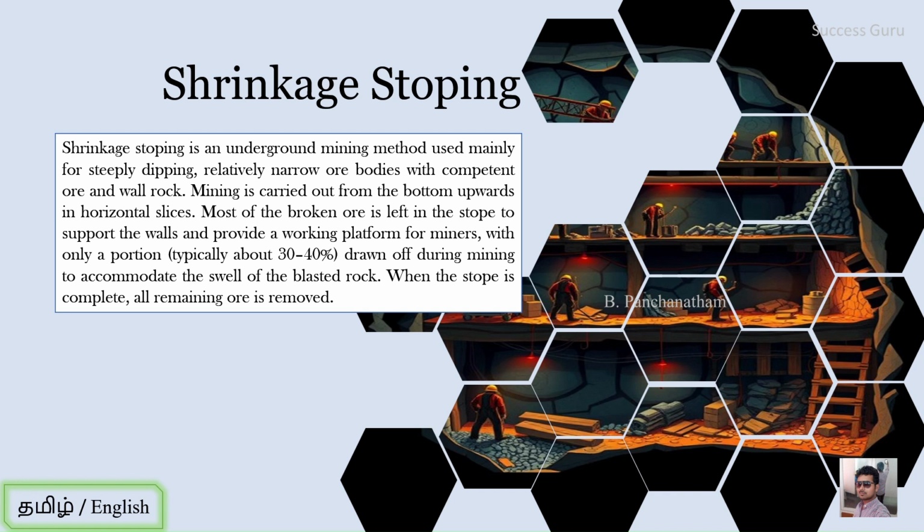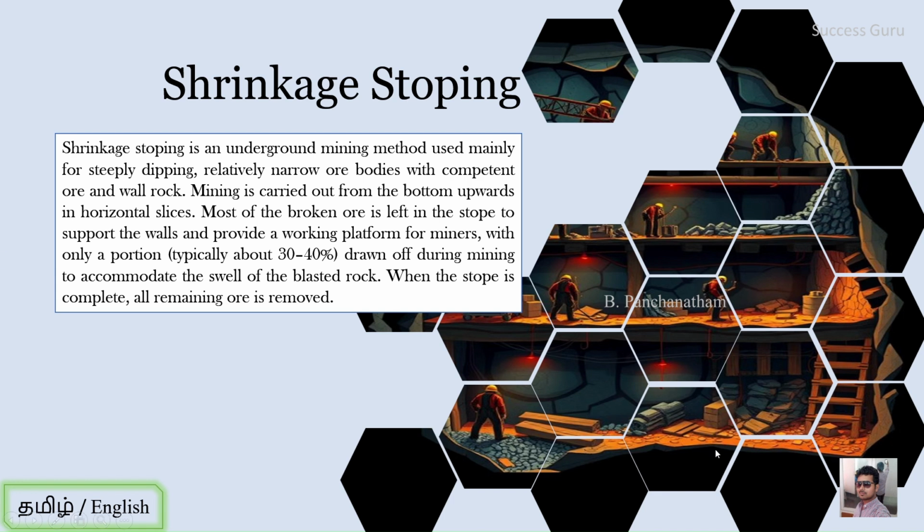and wall rock. The next point is that mining is carried out from the bottom upward in horizontal slices. Here, as the ore body is very thin, we have to start from the bottom and move towards the top, right? So this is how the mining is done, and most of the broken ore is left in the stope to support the wall and provide a working platform for miners, with only a portion drawn off during mining to accommodate the swell of the blasted rock.